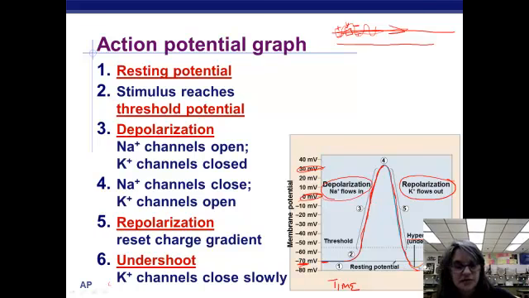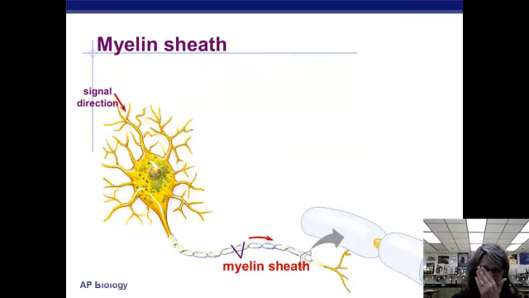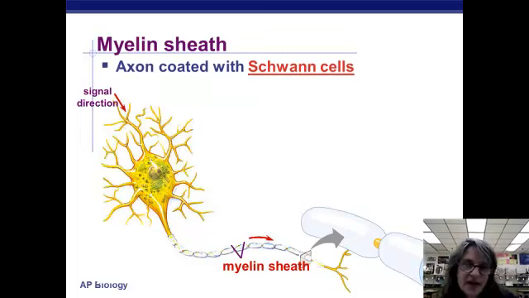However, as our sodium-potassium pumps work and so on, we are going to get our normal resting potential back. Okay? So that's what that graph is showing. Okay. Now we need to talk a little bit about this myelin sheath and something it allows to happen.